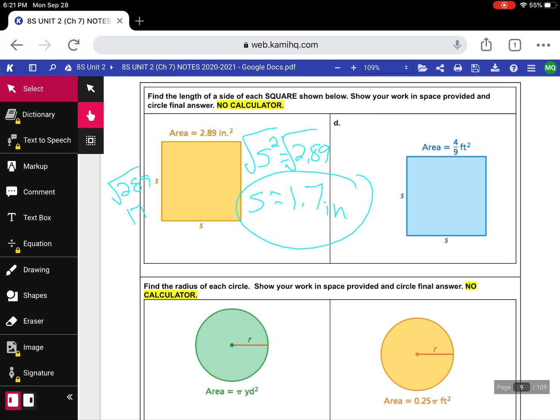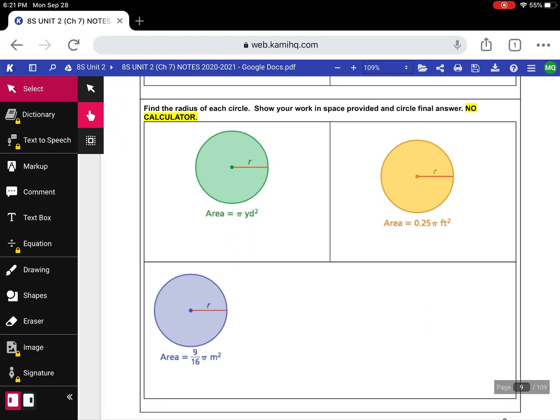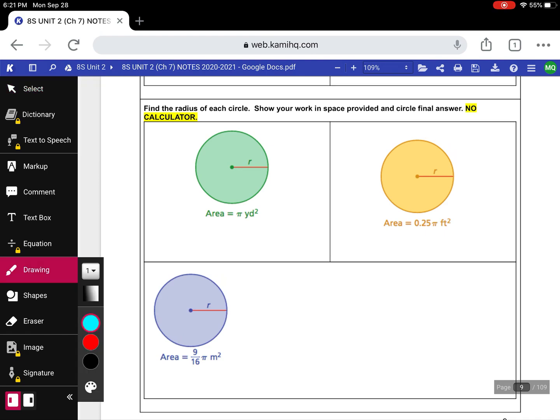Okay, and we are definitely in the home stretch here. It says find the radius of each circle. Show your work in the space below. Well, the good news is that they gave us the area. We know from the previous page and from last year that the area of a circle is pi r squared. So now I'm going to plug in pi. My area equals pi, so pi equals pi r squared.